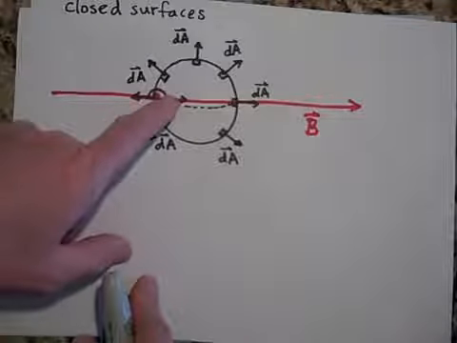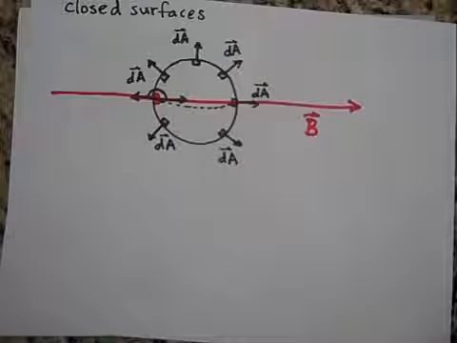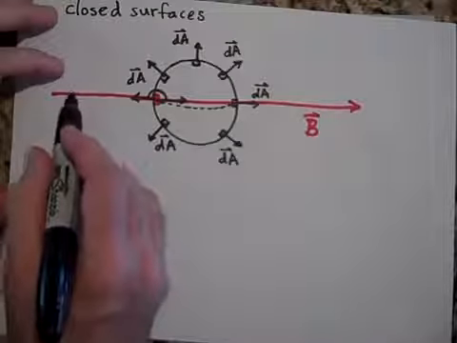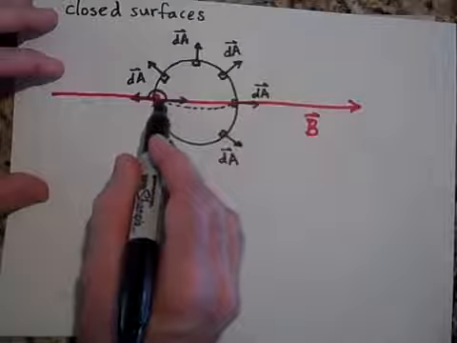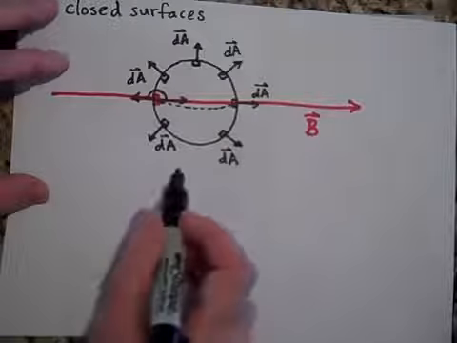And so the angle between those two vectors is 180 degrees. And so if you take the cosine of 180 degrees, that gives you -1. And so basically you count the lines going in as negative and the lines coming out as positive.